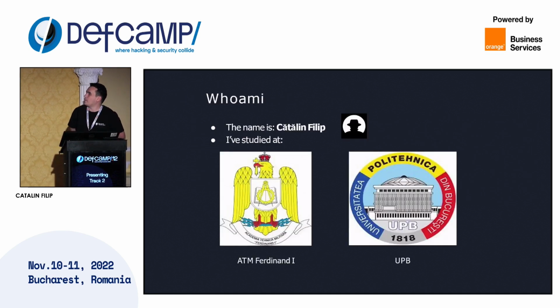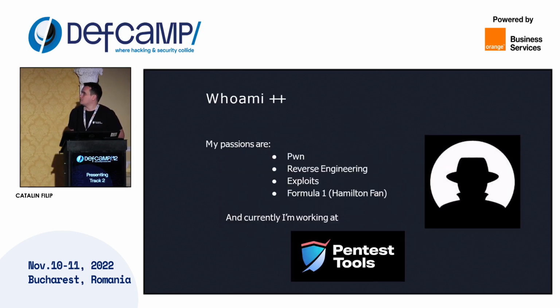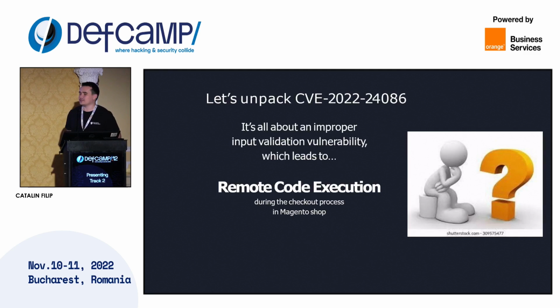First of all, who am I? My name is Catalin Filip. I've studied at Military Technical Academy. After that, I was at Universitatea Politehnica Bucharest. I do like to pwn things, to do reverse engineering and exploits, and I'm a big fan of Formula 1, Lewis Hamilton. And currently I'm working at Pentest Tools. There I found a nice team, and we did a lot of things together.